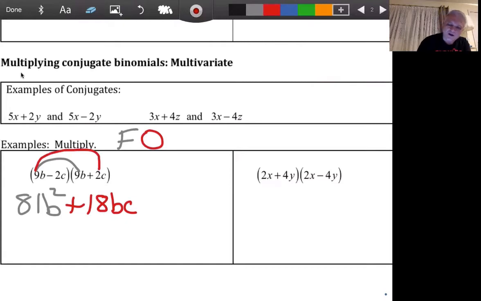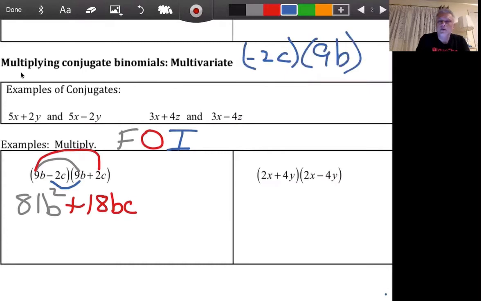Missed that, haven't you? All right, so the next one we're going to have is the inners. So minus 2c times 9b. Okay, so minus 2, or negative 2, times 9 is negative 18. C times B. You can write it CB, you can write it BC, it does not matter. Since we wrote BC in the previous one, I'm going to write BC in this one, because I think it'll be a little less confusing to have the order the same for you.